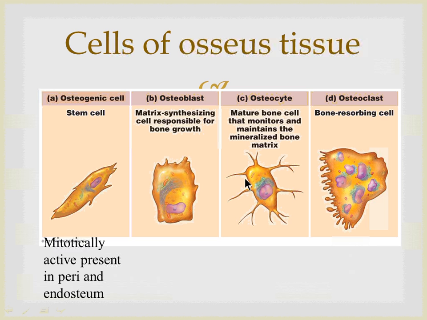Now let's look at cells of osseous tissue. Whenever you think of cells, you must always know their functions. First are the osteogenic or stem cells, and these are the ones seen in the periosteum and the endosteum. These are mitotically active, so that's why the periosteum and endosteum help in growth and repair of bone.